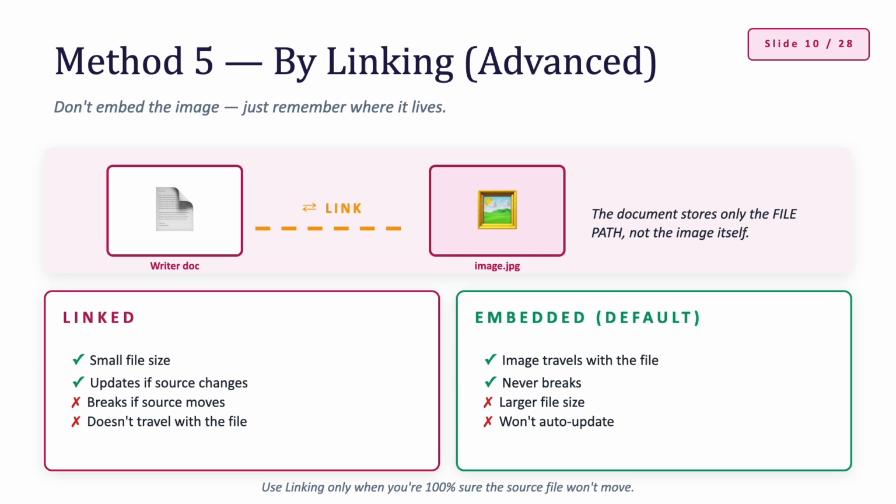Method 5, by linking. This method is special. Instead of including the image inside your document, you simply add a link or shortcut to the image file on your computer. The advantage: your Writer file remains small, perfect when you have large, high resolution photos.